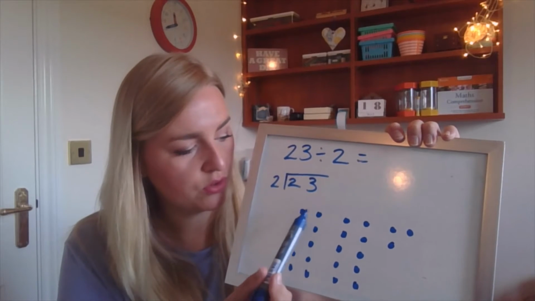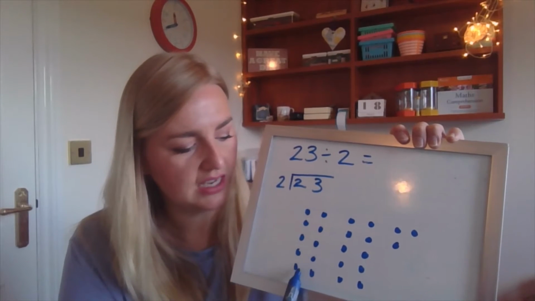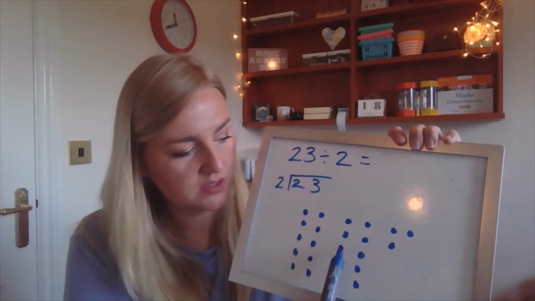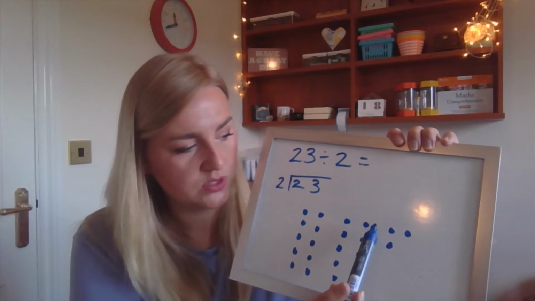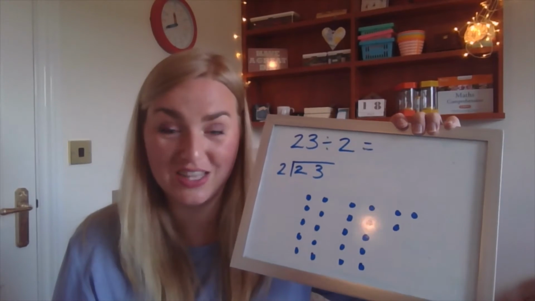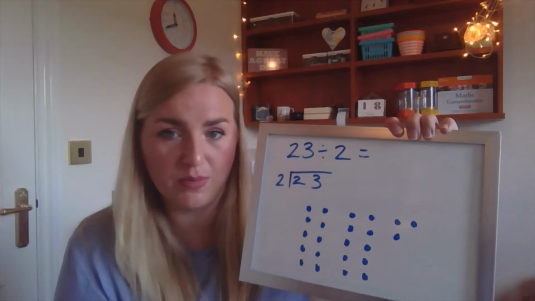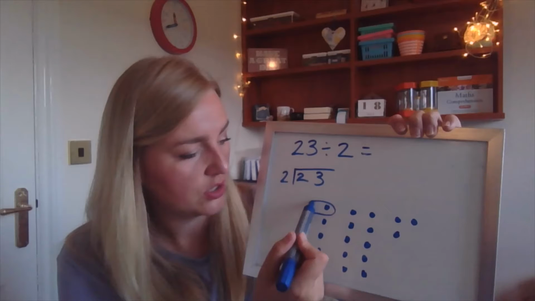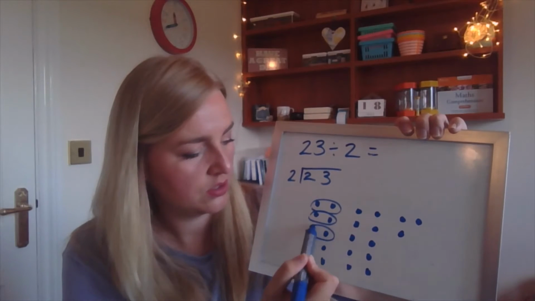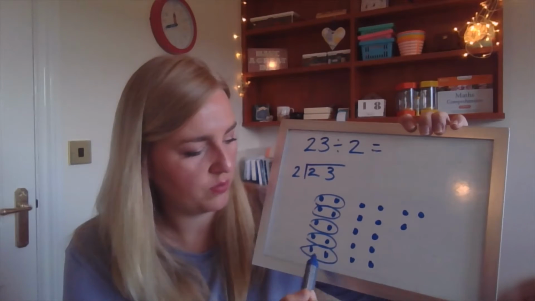Let's double check. 1, 2, 3, 4, 5, 6, 7, 8, 9, 10, 11, 12, 13, 14, 15, 16, 17, 18, 19, 20, 21, 22, 23. Got 23 dots. I now need to group them into 2s because we're dividing by 2. So let's do that. So I've got the 2, 2, all of these I'm grouping into 2s.